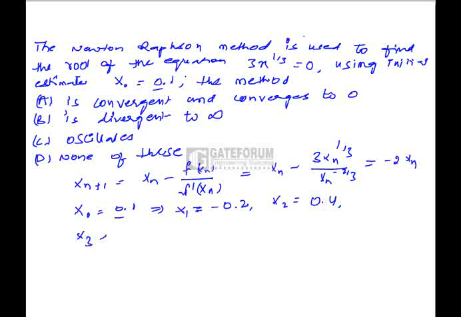And x3 is nothing but minus 2 into x2. So here minus 2 into 0.4 is nothing but minus 0.8, and x4 will become minus 2 into x3, so minus into minus plus 1.6. So if we observe these values, we can say that this method fails to converge and the value oscillates. So here the correct option is option C.